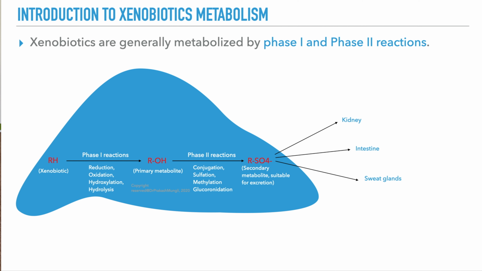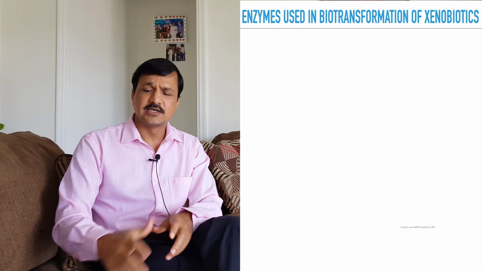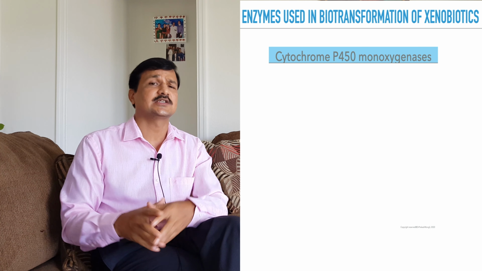In phase 1 reactions, most commonly reduction, oxidation, hydroxylation and hydrolysis can happen. The most common phase 1 reaction enzymes are the cytochrome P450 class of enzymes. In phase 2, the primary metabolite is further added with negatively charged molecules, making it water soluble. In phase 2 reactions, generally there will be a conjugation process, or sulfation, or glucuronidation. Now, let us move on to see the different enzymes that are involved in biotransformation of xenobiotics. Cytochrome P450 monooxygenase enzyme comes first.